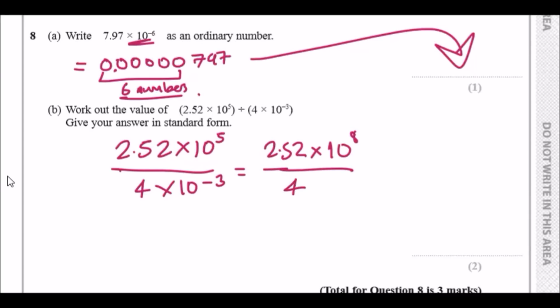Now we can just ignore this bit. In fact, you know what? Just to make your life a lot easier, you can split them in two terms. So it'd be 2.52 over 4 times 10 to the power 8. So this bit is done. Now we just have to divide by 4. So literally just use any division method.